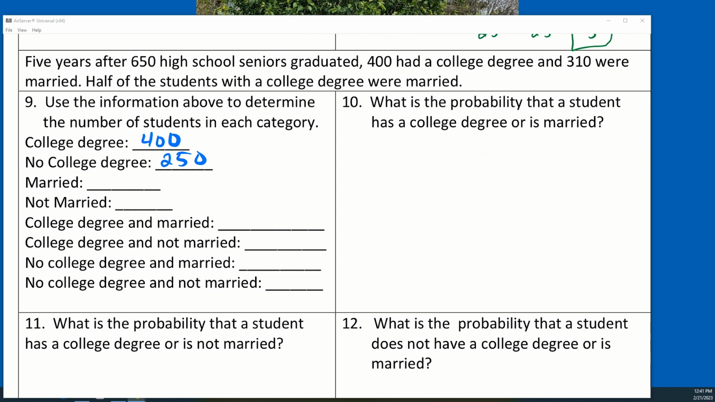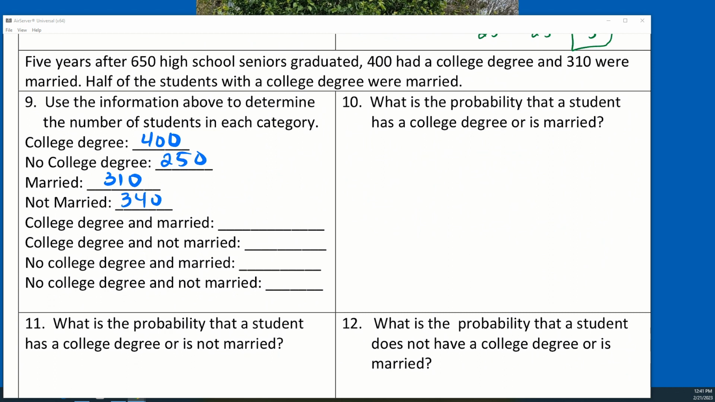Right? You're also either married or you're not married. And so 310 were married. So how many are not married? 340. That should equal the total number.